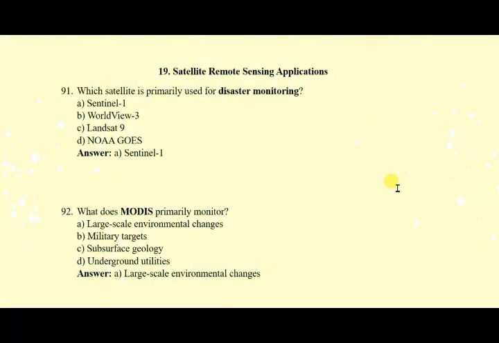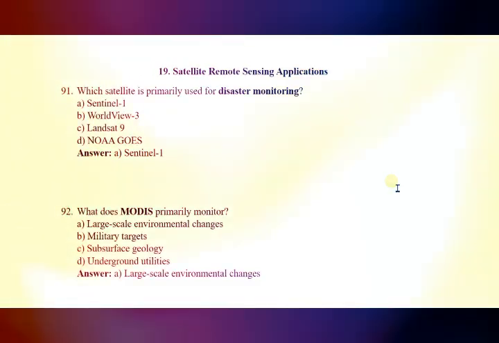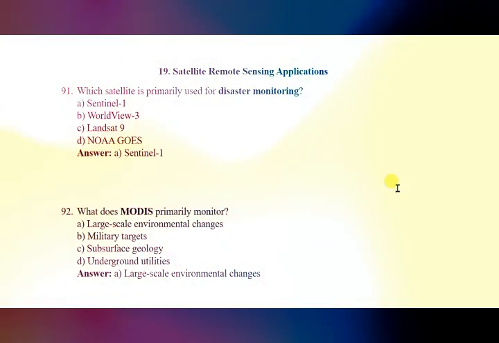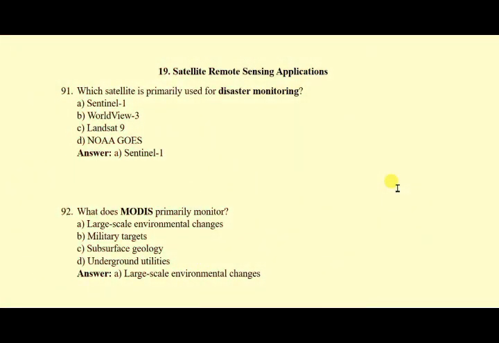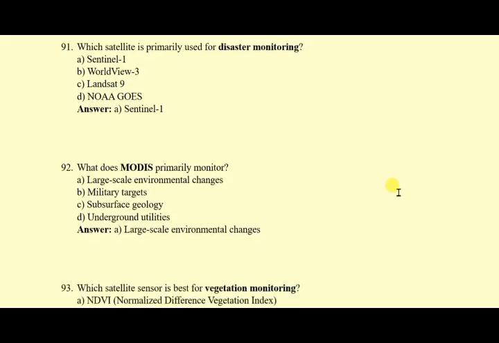91. Which satellite is primarily used for disaster monitoring? Sentinel-1, WorldView-3, Landsat 9, NOAA GOES. The right answer will be Sentinel-1.